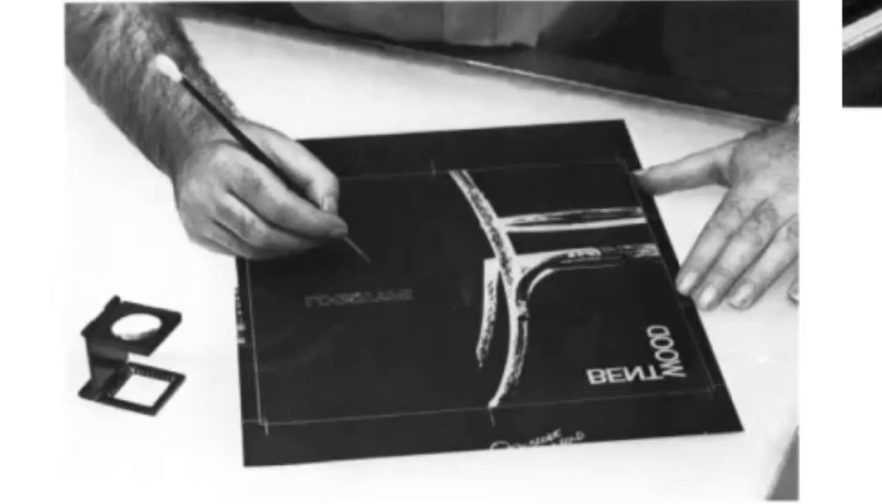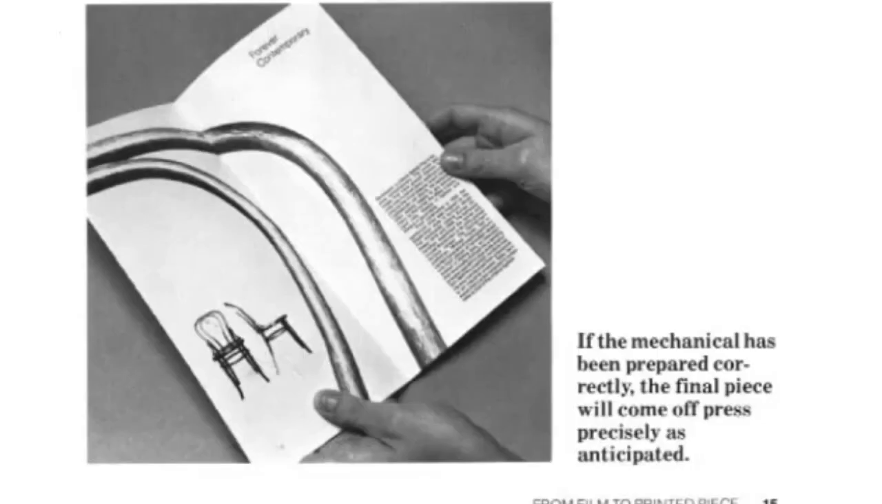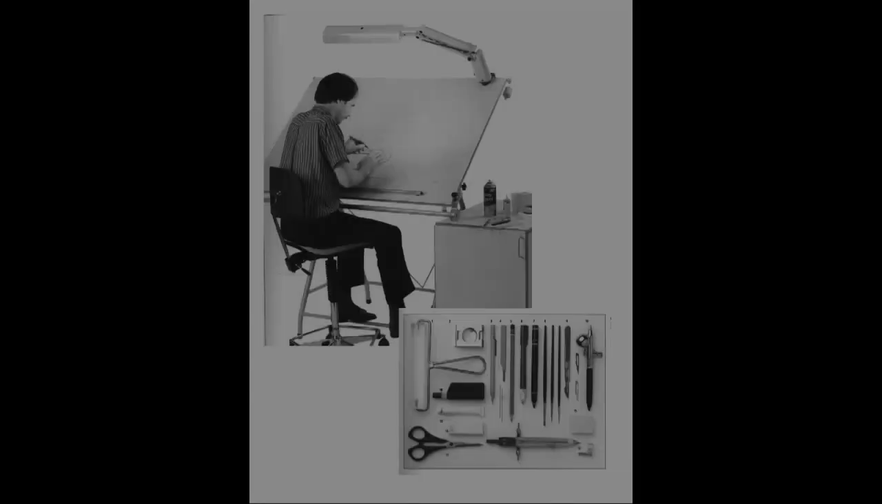Negatives are produced that have to be opaqued because it's a chemical process, and sometimes there are microscopic pinholes as a result of impurities in the chemicals, and those have to be spotted with an opaquing fluid. Sometimes edges of some of the artwork that is pasted up show in the photograph, and those have to be opaqued. Once the negatives are shot and combined, the halftone and the line shots combined and burned together onto a printing plate, then those are printed, and the final piece will come off the press exactly as anticipated.